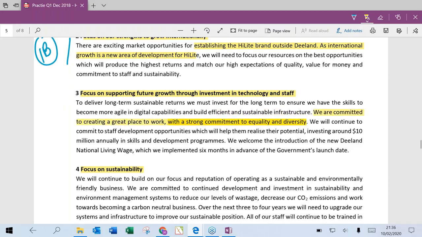Okay, these are all nice, flowery sentences. We will continue to commit to staff development. Okay, the opportunities which will help them realize their potential. Investing around $10 million annually in skills programs. We welcome the introduction of the new D-Land national living wage, which we implemented 6 months in advance. I don't know, but where can I use this?